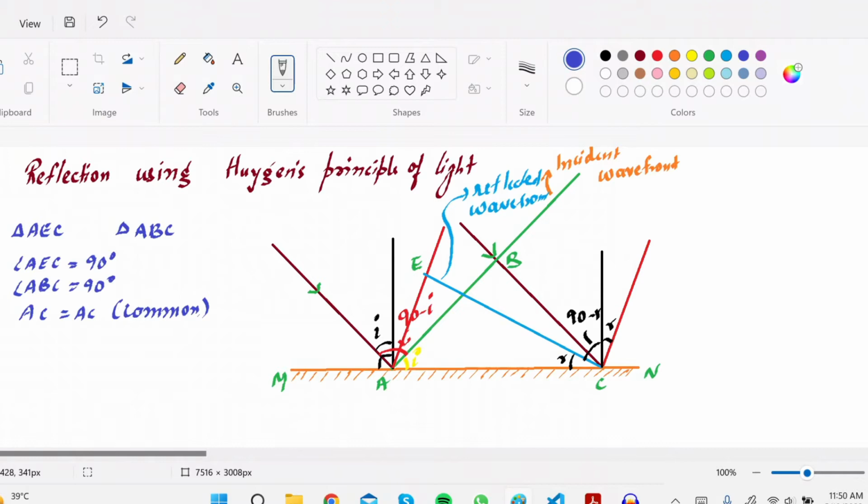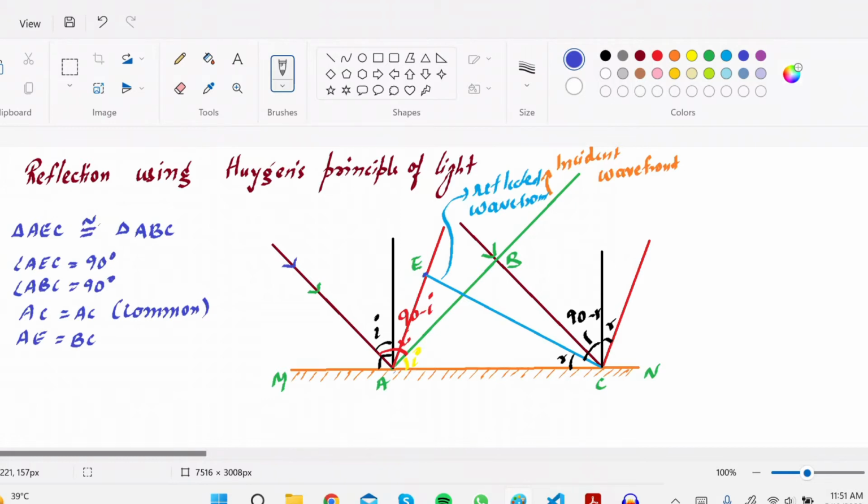Now the time taken, listen very carefully, this third one is very important. The time taken for the incident ray, the brown one, to go from here to A, and from A to E, in the same time, the incident wavefront from B goes to C. So in the same time, we can say that AE will be equal to BC, and hence these two will be congruent.